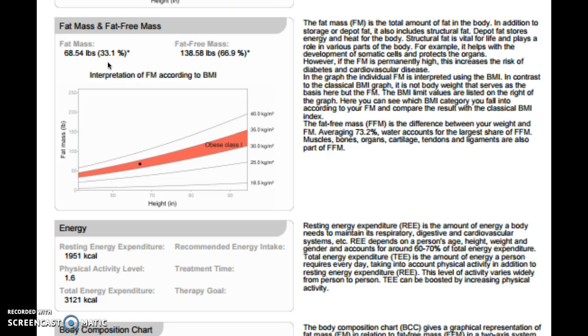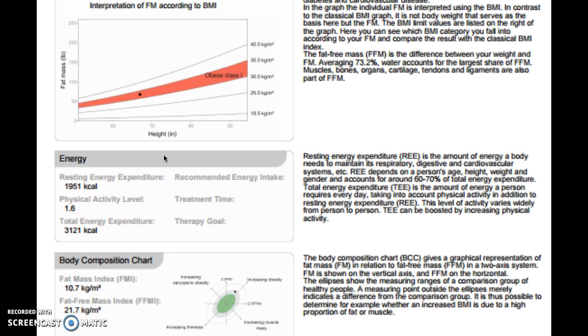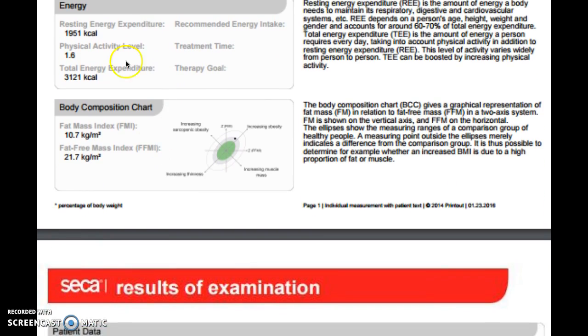Opposite of that is fat-free mass. In this example, it's 138.58 pounds, or 66.9%. That means everything else in the body besides fat. So for example, bones, muscles, tissue, water, organs, etc. So everything besides fat. And so that's the two categories there. Again, below that, you'll see charts that will classify by range and color, depending on if you're inside the normative range or out.